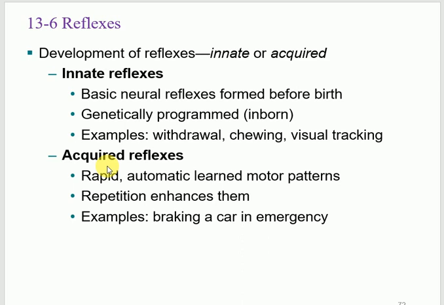So the first one is innate. This is something that you're born with. Acquired is something that you learned later on. Innate is something that you're born with. This is like withdrawal, chewing, and visual tracking. Let's say withdrawal. If this is a baby, just a baby, if he touched something, he will move away. Okay? He doesn't need to learn it. You're born with it. Chewing.